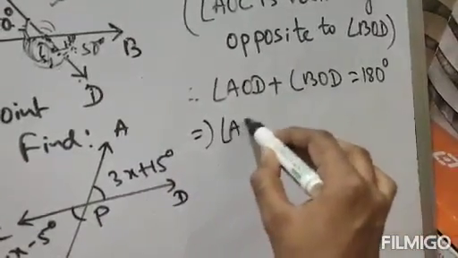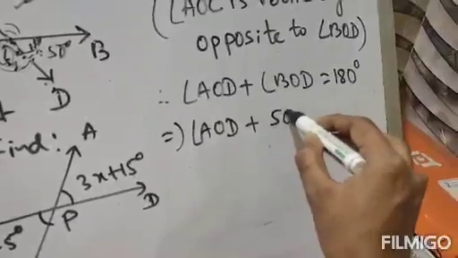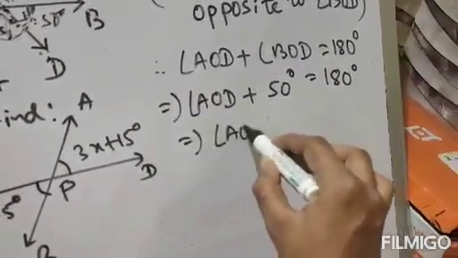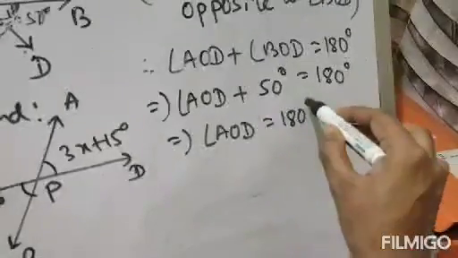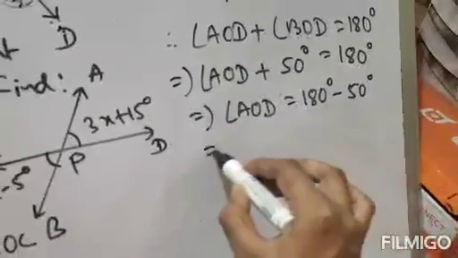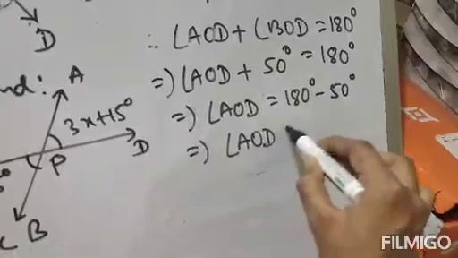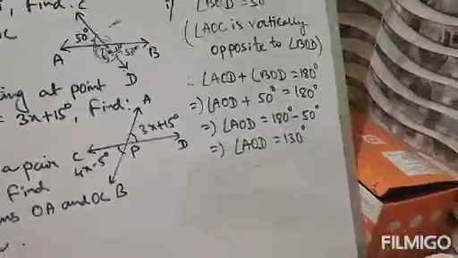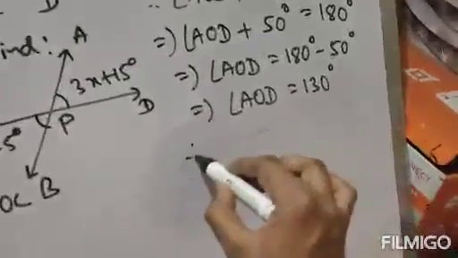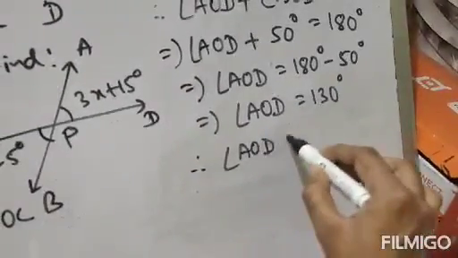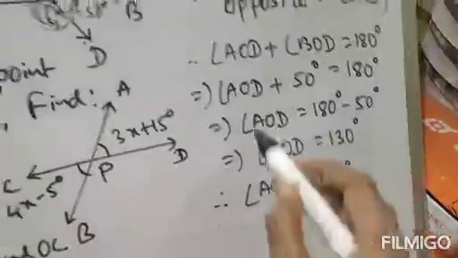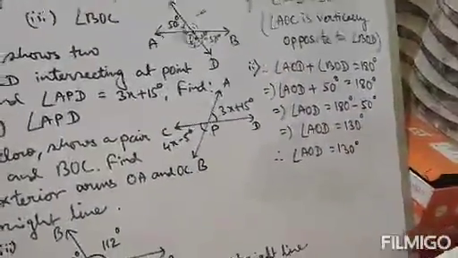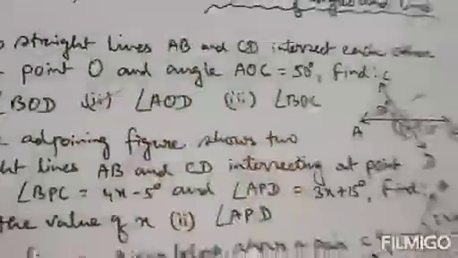So just write angle AOD plus 50 degrees equals 180 degrees. Therefore angle AOD will be equal to 180 degrees minus 50 degrees. Therefore angle AOD equals 130 degrees. So that is your answer. Clear? So that is the solution of part 2.